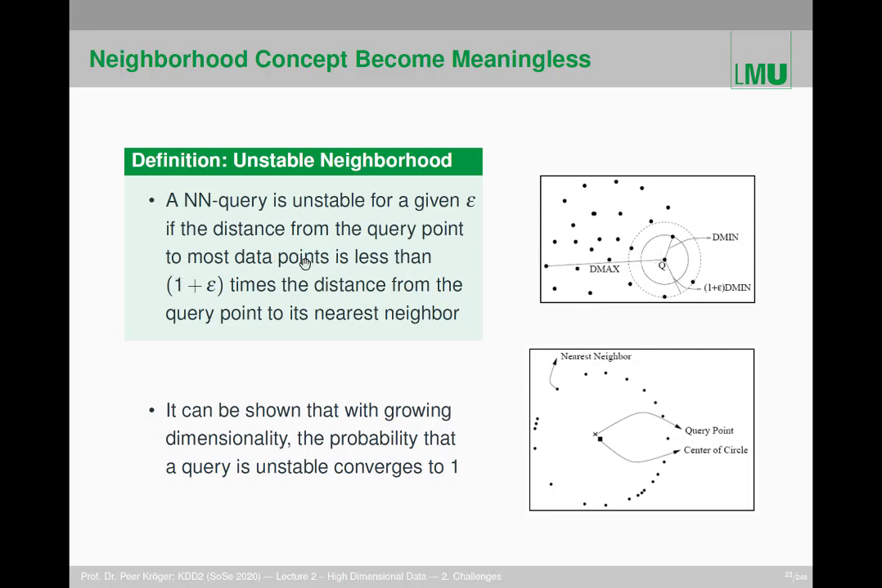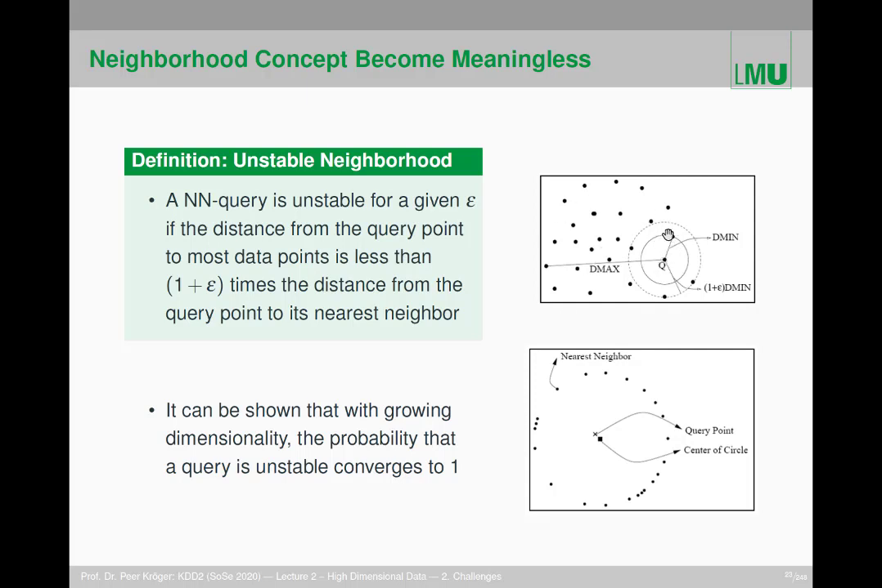So if the distance from the query point to most other points is less than this one here, then it's getting unstable. If all those points here would be in this dashed circle, the whole neighborhood would be unstable for Q. That means all the other points here. So if the d max, that is the maximum distance to all other points, would be smaller than d min times 1 plus epsilon, then the whole thing would be unstable.